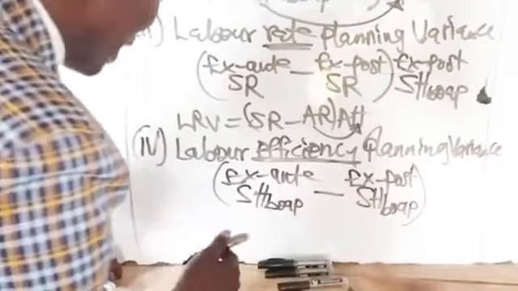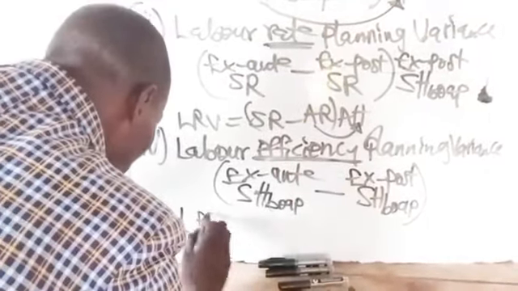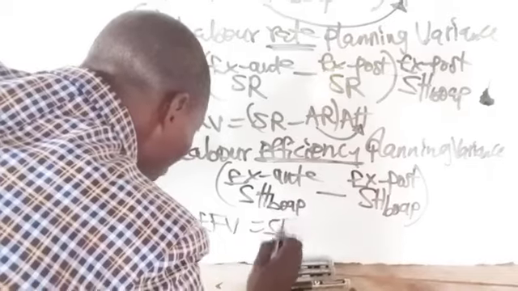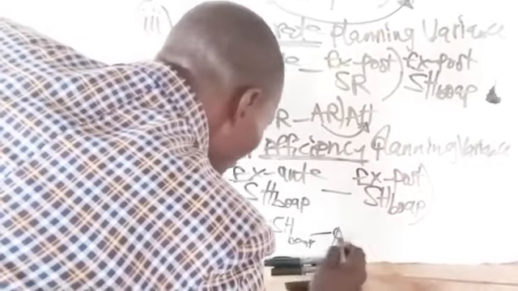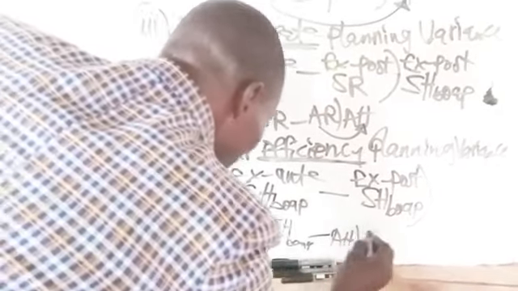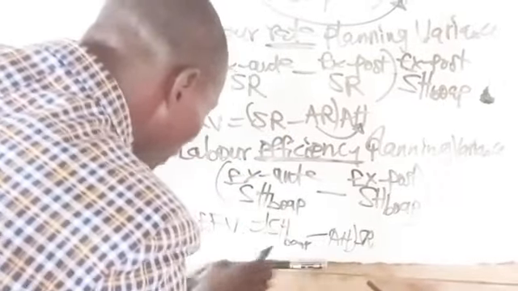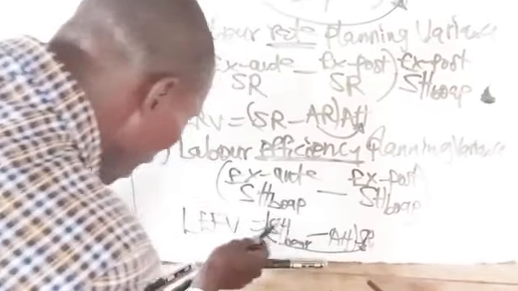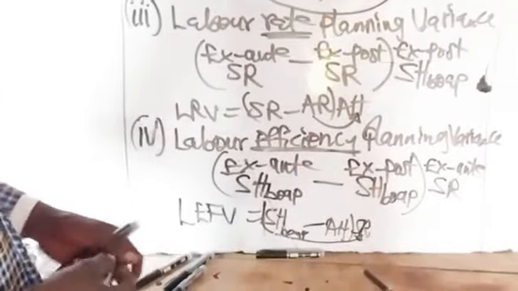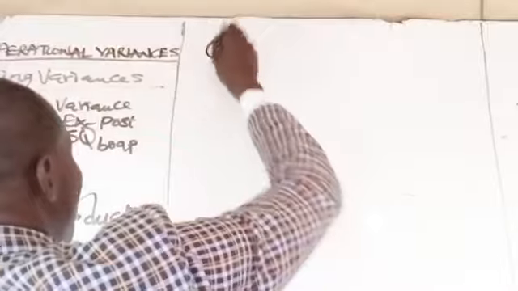Multiply by, being a quantity variance, labor efficiency variance is standard hours based on actual production minus actual hours multiplied by standard rate. So being a quantity variance, it is what you have here that determines the weight, and what you have here is ex ante, so you multiply by ex ante standard rate. These are the formulas we will examine under planning variance.